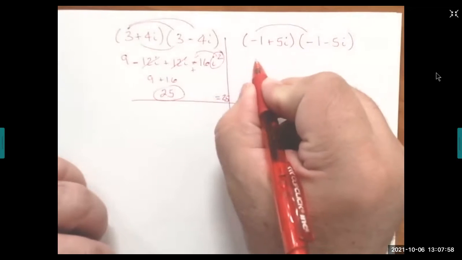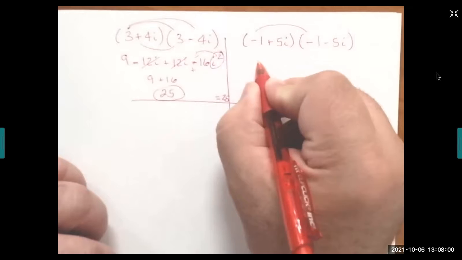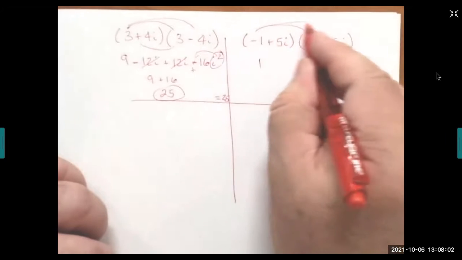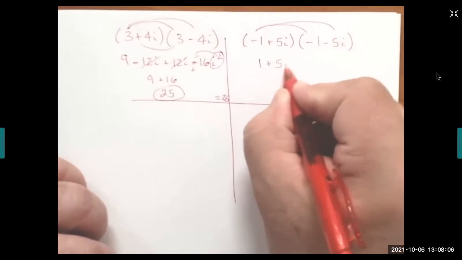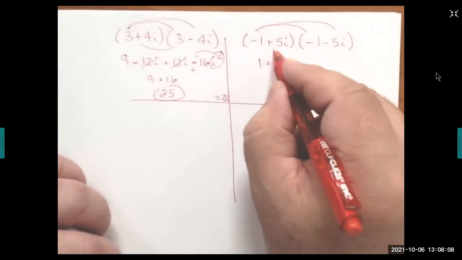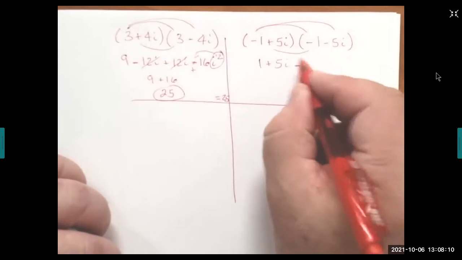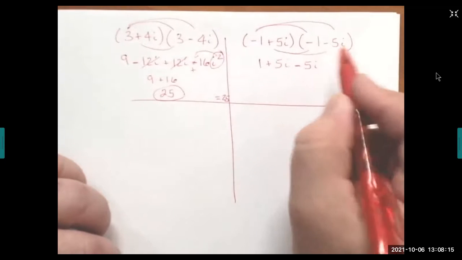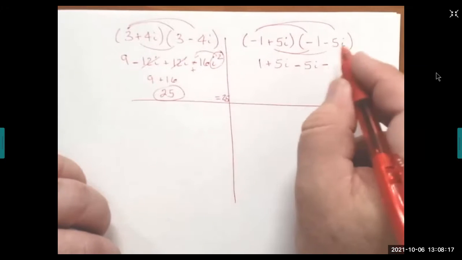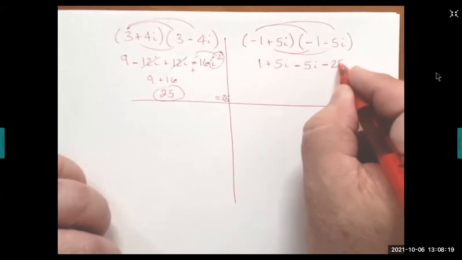Negative times negative is positive. 1 times 1 is 1. Negative times negative is positive. 1 times 5 is 5i. Positive times negative is negative. 5 times 1 is 5i. Positive times negative is negative. 5 times 5 is 25.